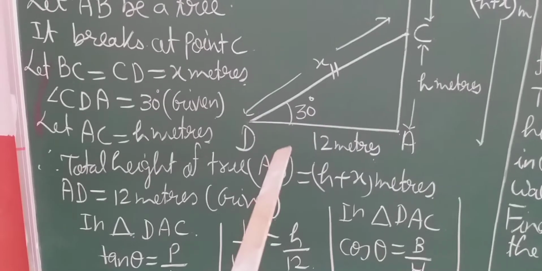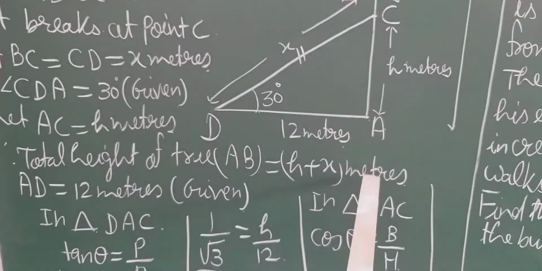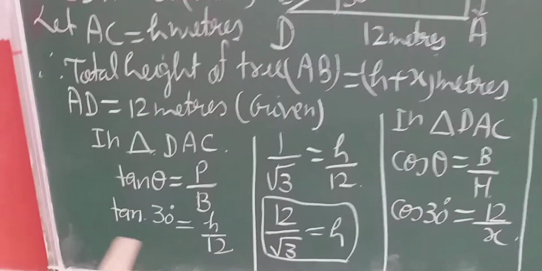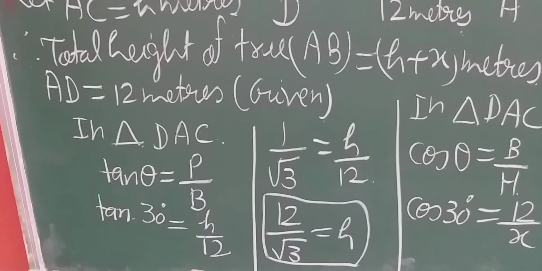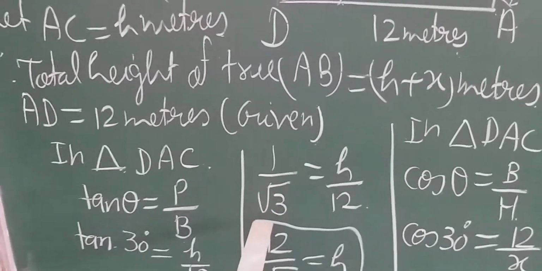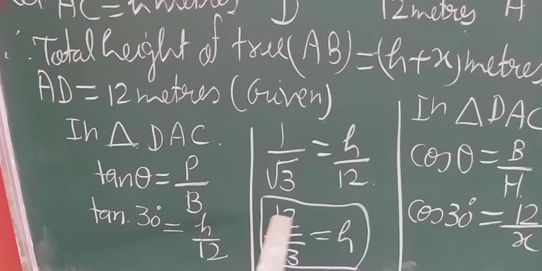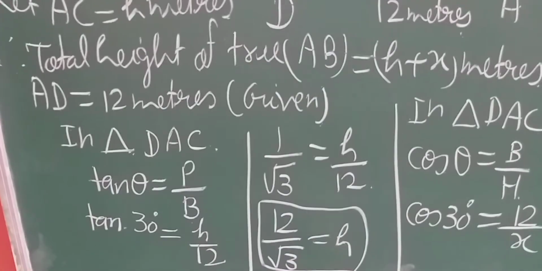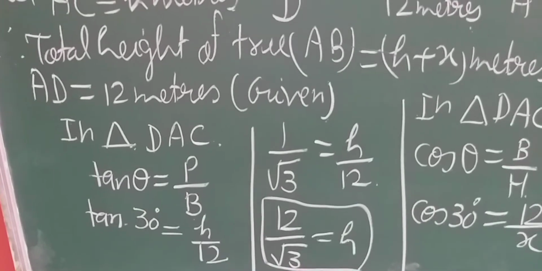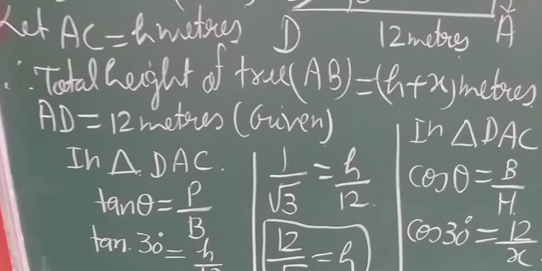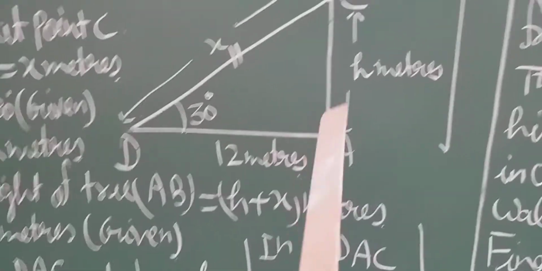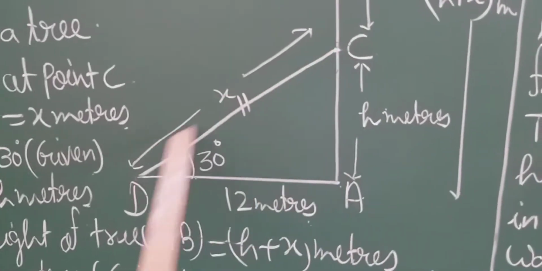So tan 30, perpendicular is h, base is 12. Tan 30 equals h upon 12. Tan 30 value 1 upon root 3 equals h upon 12. So by cross multiplication, h equals 12 upon root 3. We have calculated h. Now we have to calculate x.